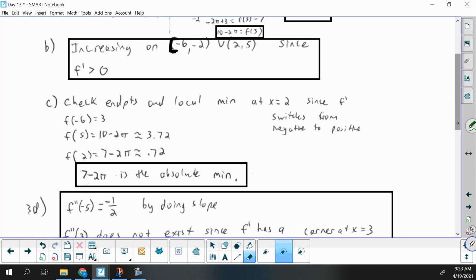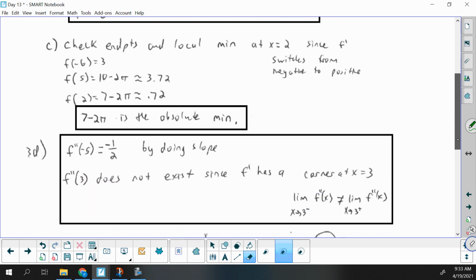And then f of 2 is just finding the area from -2 to 2. At -2 we were already at 7, and we subtract off the half circle, which was 2 pi. So that's 0.72. That's going to be the smallest one. They wanted the absolute min, not the value of x, so our absolute min is 7 minus 2 pi.